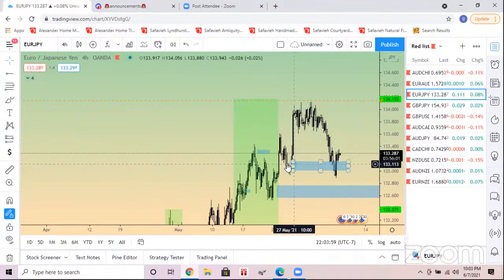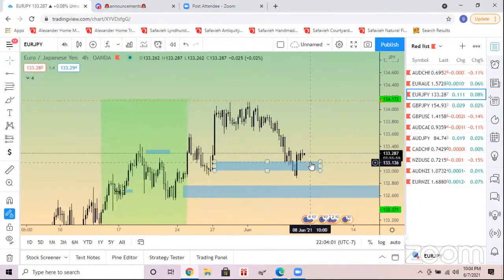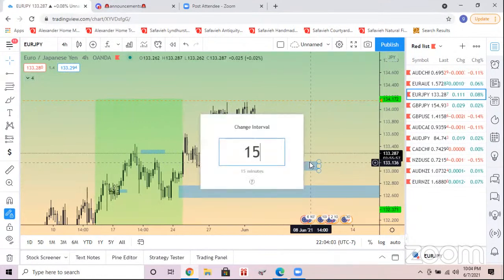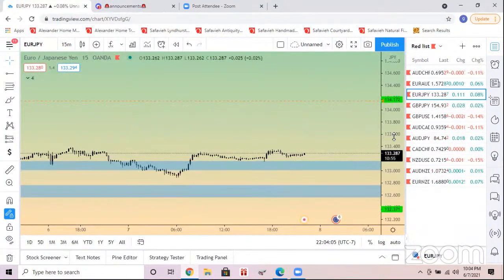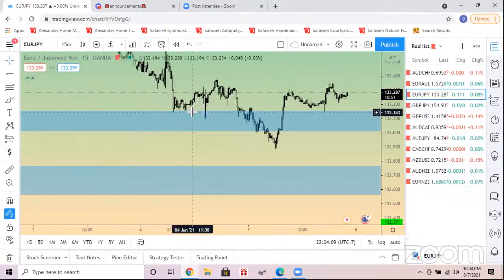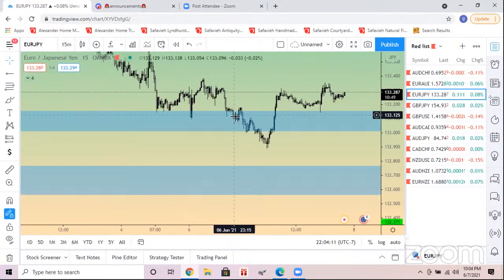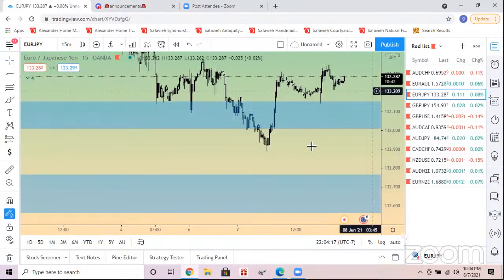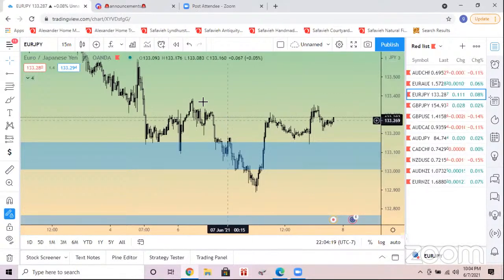Looks like it blew through this first area. So we got an accumulation. So it looks like we got an accumulation here, but it might just be further retracement. I don't know. We'll see if it breaks this high right here.